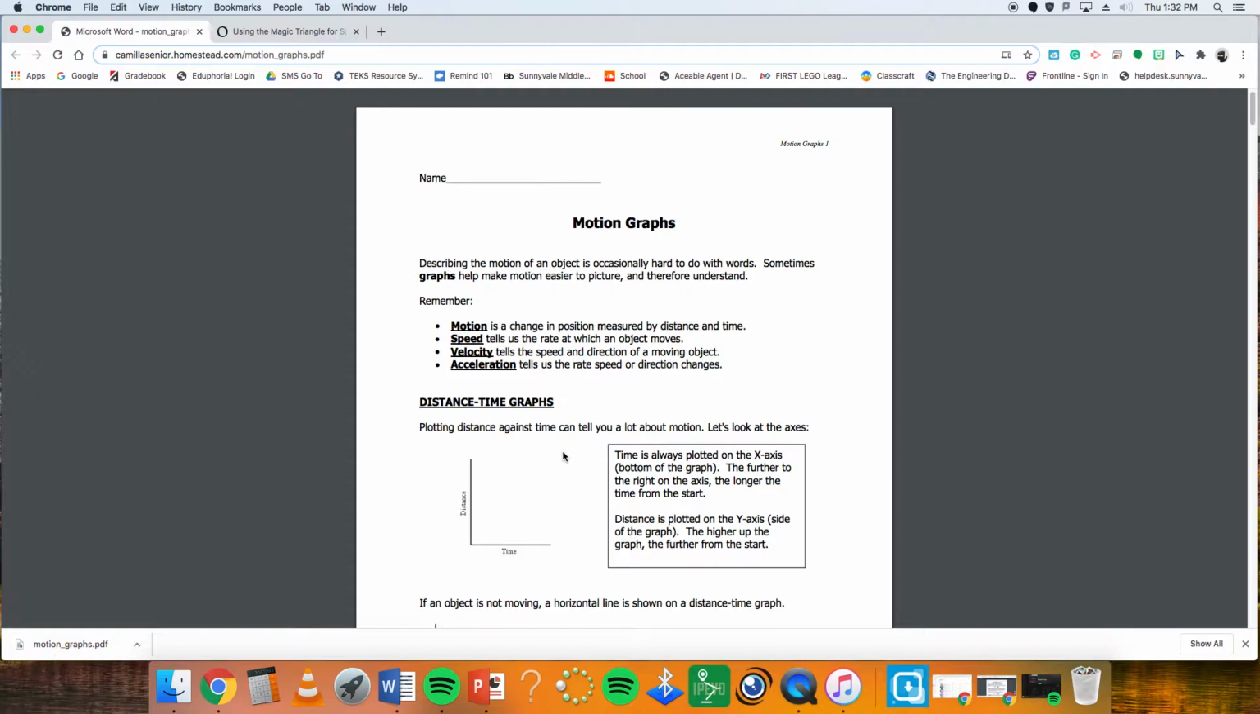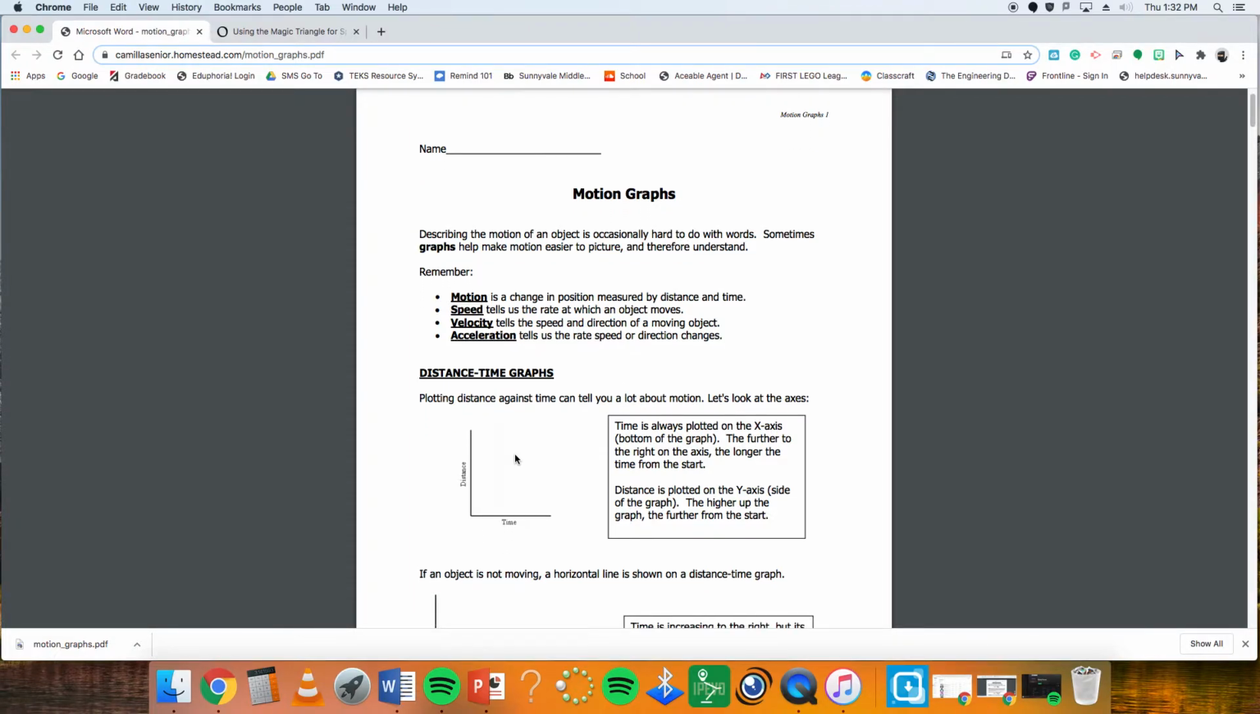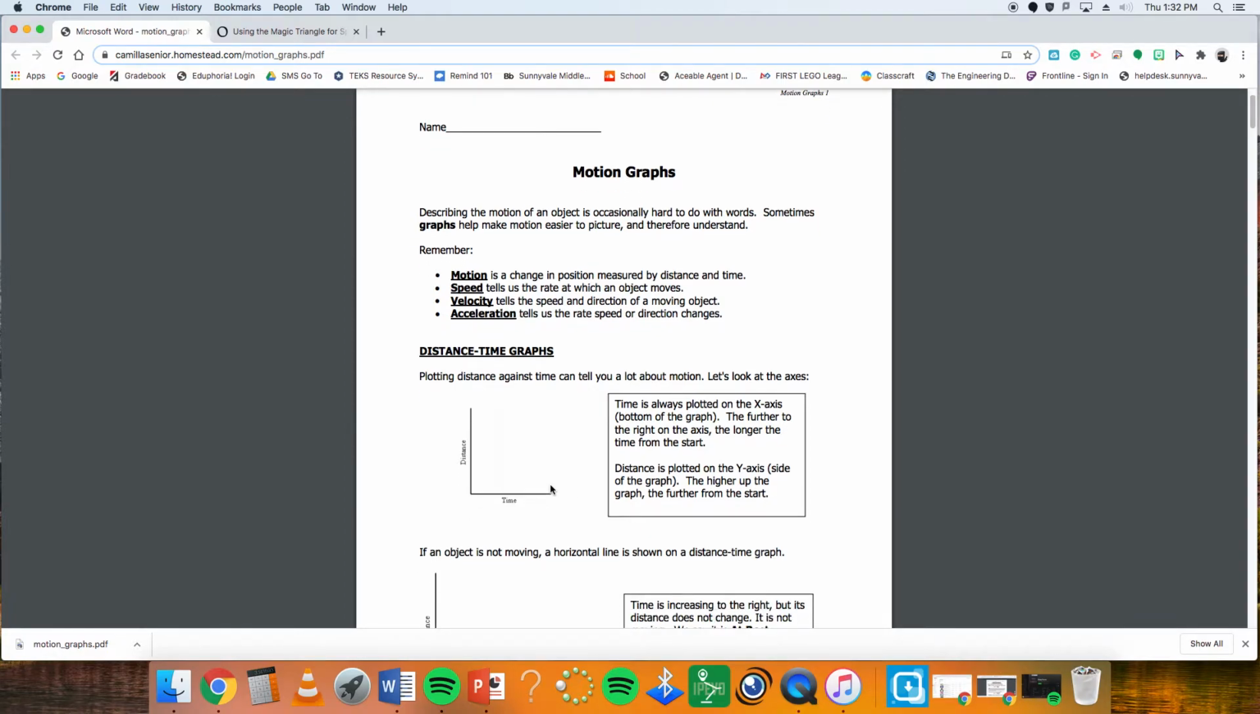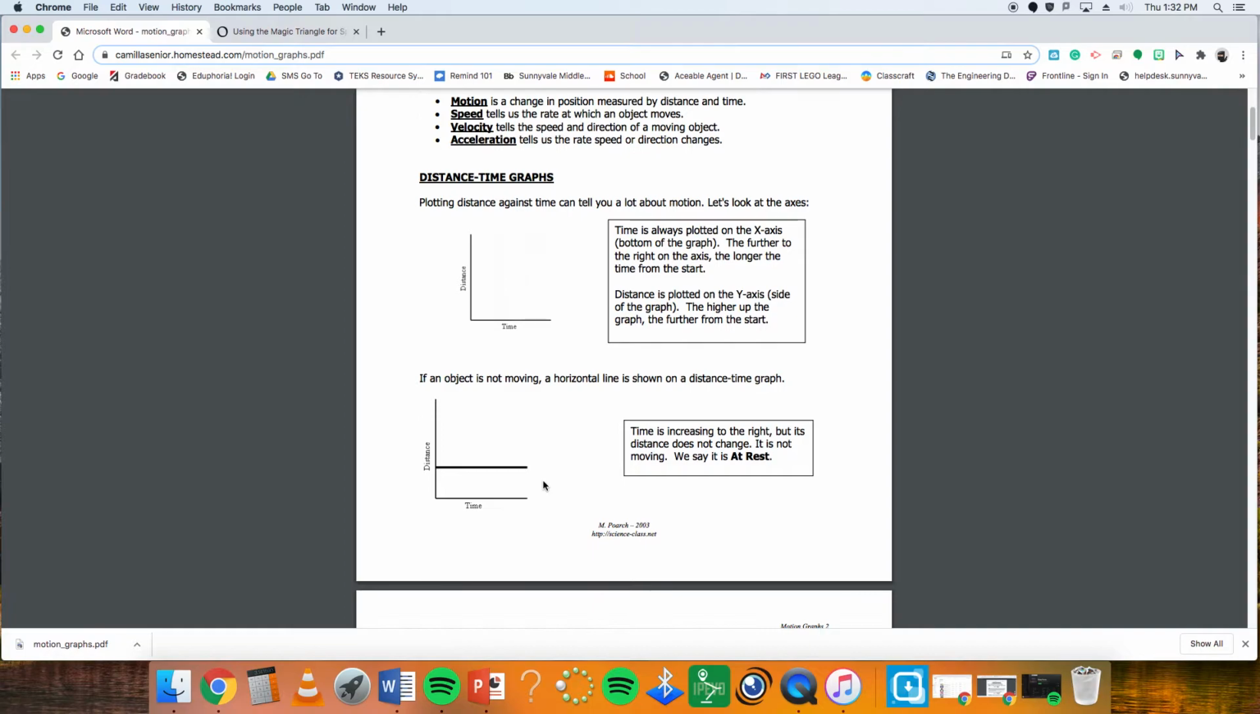So when you have your graphs, you have distance on the y-axis and time on your x-axis. When you draw a flat line or a horizontal line, look at your distance. You can see that the distance is not going up and down. The distance is staying the same. So if the distance is staying the same, we are at rest.